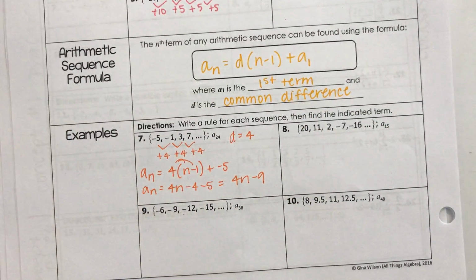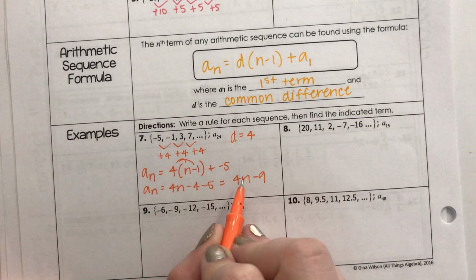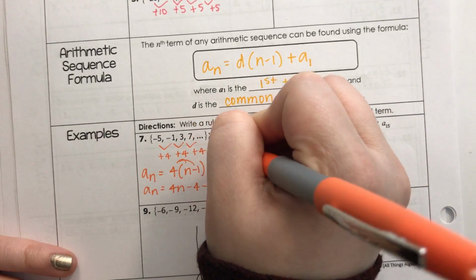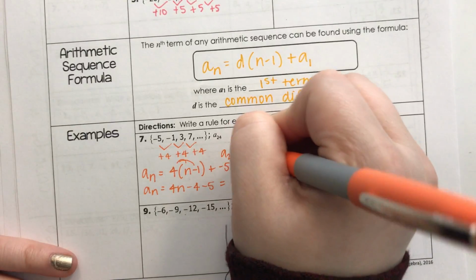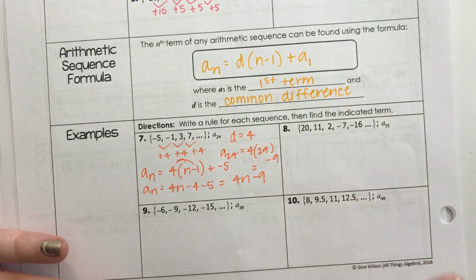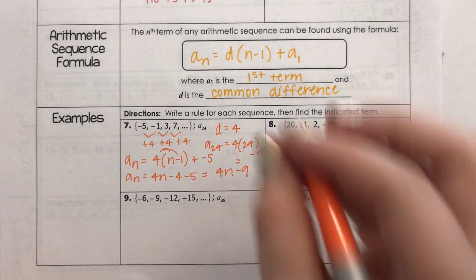To find our indicated term, if we want to find the 24th term, we just plug in 24 for n. So a sub 24 equals 4 times 24 minus 9, I'm running out of room here, which equals, let's get my trusty calculator on my computer, 4 times 24 minus 9, 87.